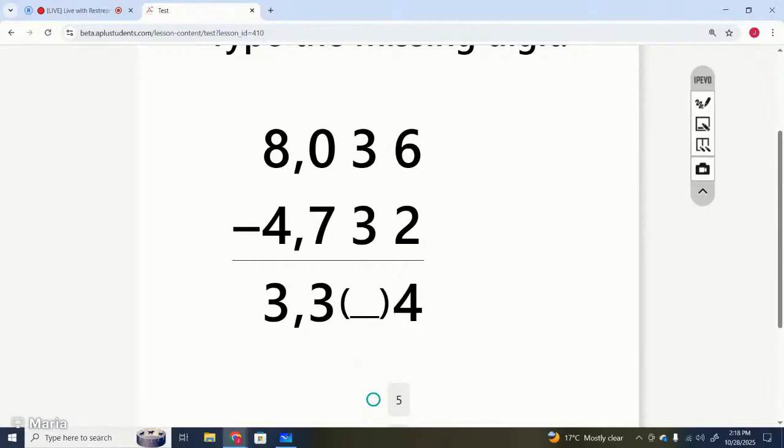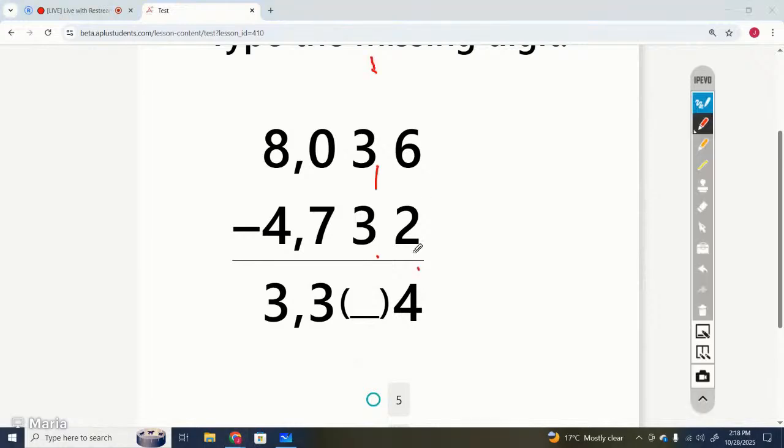But in case of subtraction, start subtracting. 6 take away 2 is 4. 3 take away 3 is 0. So the missing number is 0.